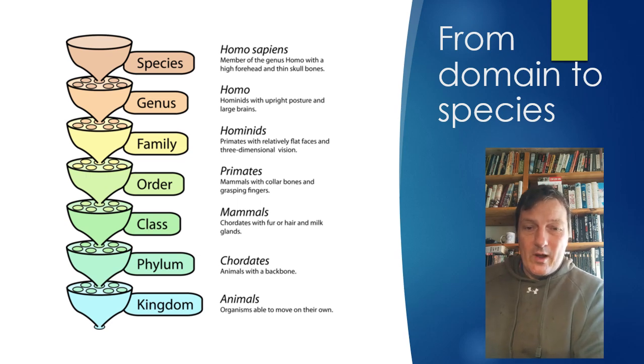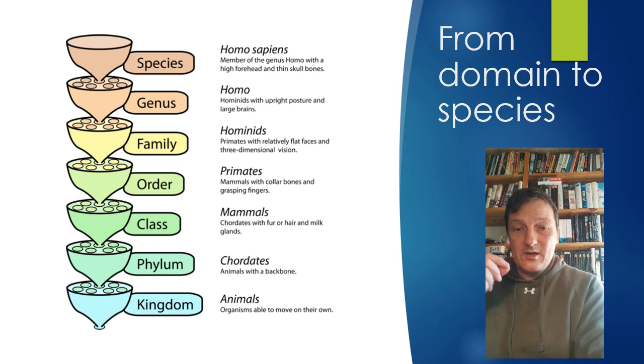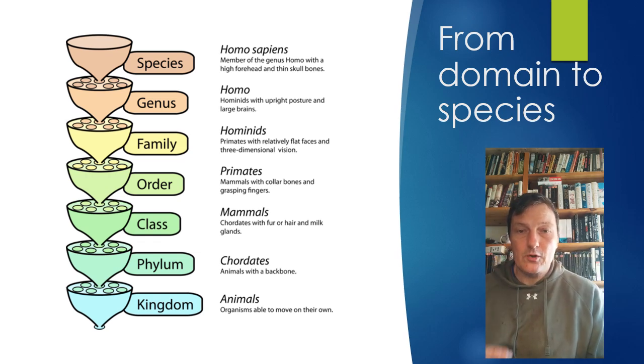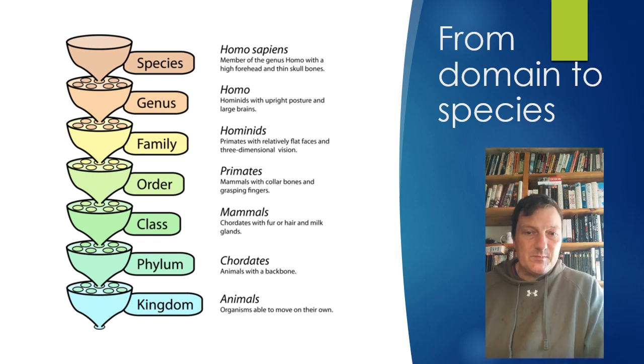So this is where you can see how you go all the way from all life on Earth, and then you keep separating into smaller and smaller groups to make it easier to separate the different species from each other.